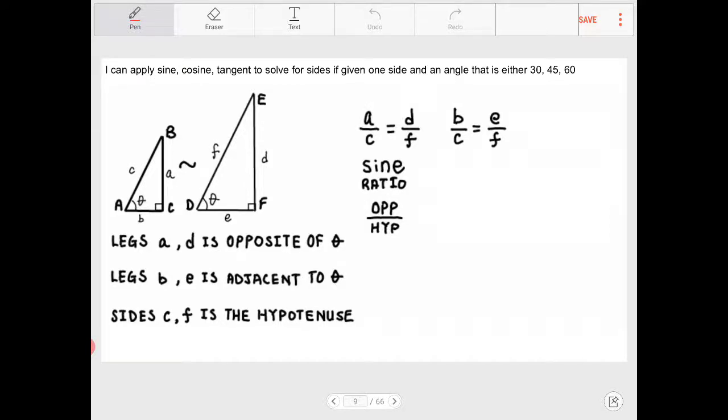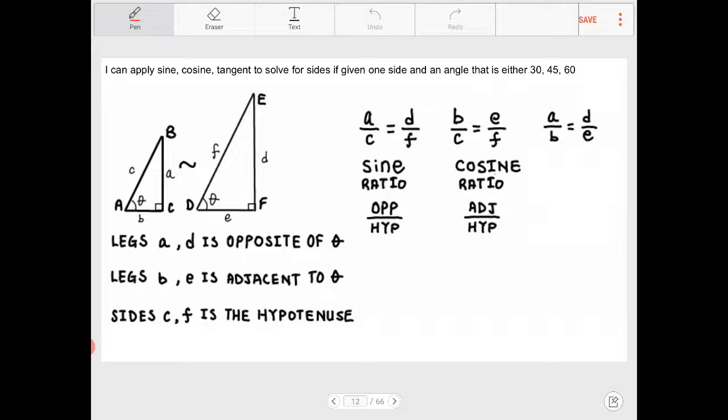Then the next ratio we have is B over C, okay? So B is the adjacent side, and C is the hypotenuse. We refer to this as the cosine ratio. And this is adjacent over hypotenuse once again. The last ratio that we're going to talk about is A over B, which is opposite over adjacent. Opposite over adjacent is equal to D over E, which is again equal to opposite over adjacent.